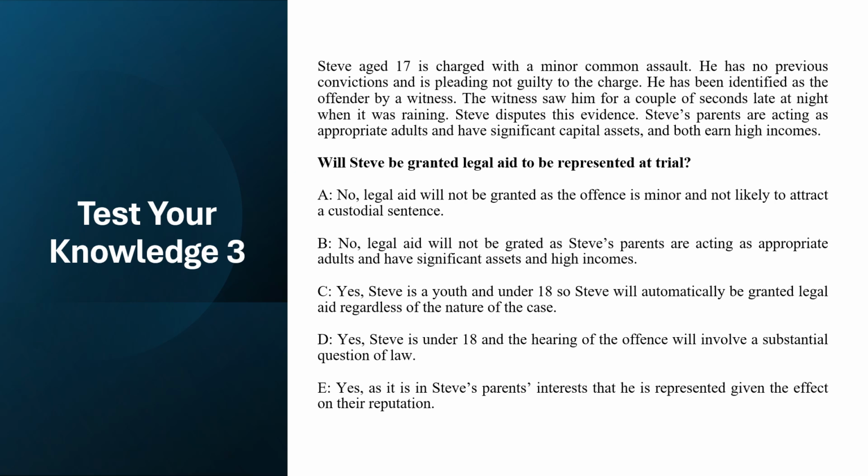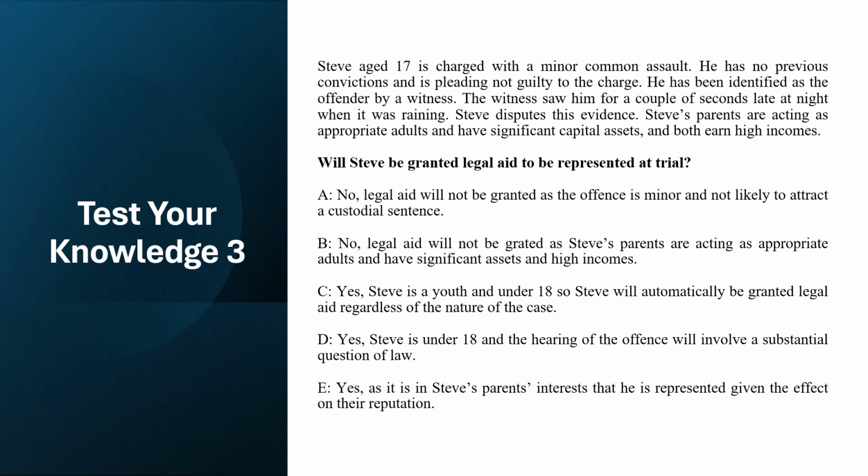Test your knowledge 3. Steve, aged 17, is charged with a minor common assault. He has no previous convictions and is pleading not guilty to the charge. He has been identified as the offender by a witness. The witness saw him for a couple of seconds late at night when it was raining. Steve disputes this evidence. Steve's parents are acting as appropriate adults and have significant capital assets and both earn high incomes. Will Steve be granted legal aid to be represented at trial?